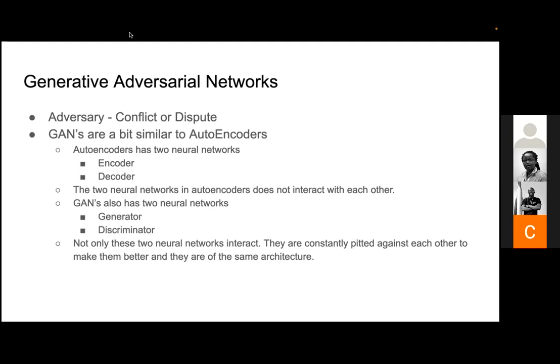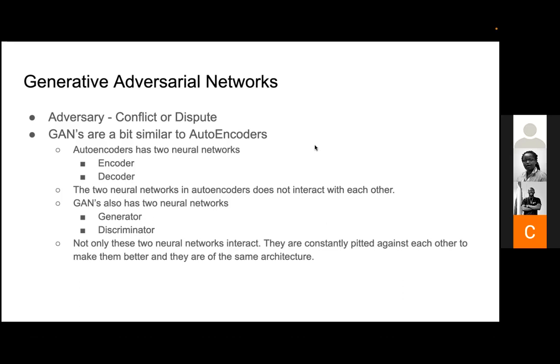That is the whole essence of GANs actually. So GANs are a bit similar to autoencoders. If you remember in the autoencoders, we discussed that the important thing is two layers, encoders and decoders. Actually, in this case, the two neural networks in the autoencoders do not interact with each other. They won't share the weights. The only thing that an autoencoder does is create a latent space, and the decoder takes the encoding and creates the original image. So these two are not interacting with each other.